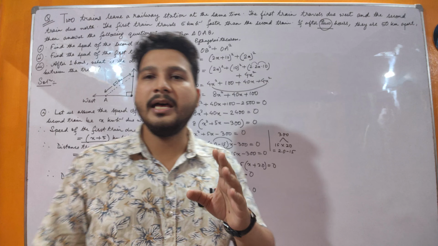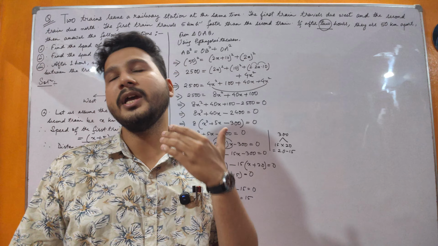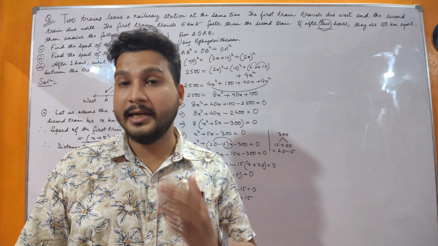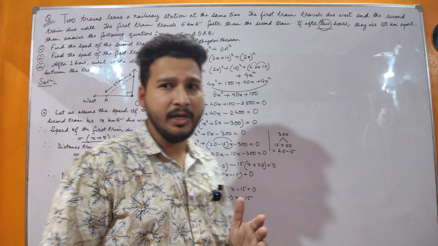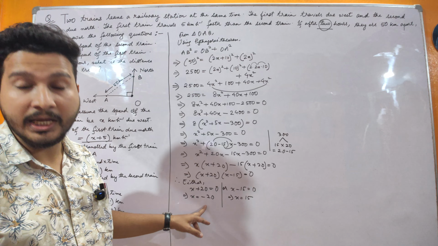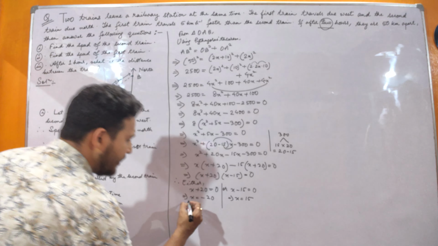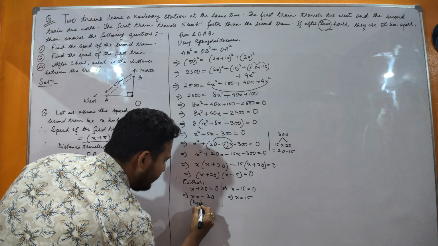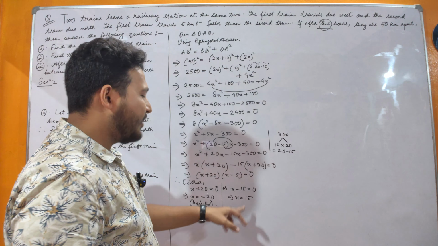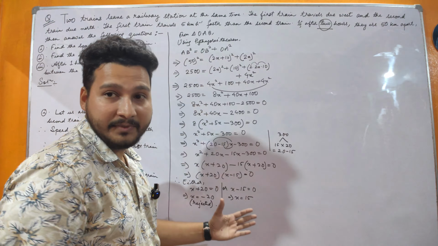Now, if we consider physics, speed is a scalar quantity, and a scalar quantity can never be negative. So x can never be negative, since it's a scalar quantity, it's speed. So we'll write here rejected, and this is accepted.